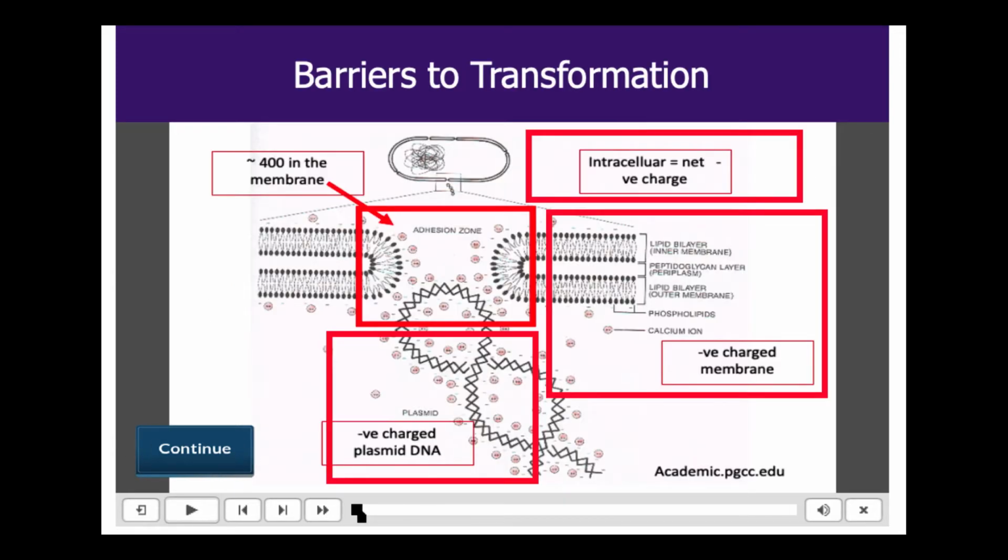Bacterial transformation, at its best, remains a very rare phenomenon. This is because there are a number of barriers working against the entrance of the plasmid into the bacteria itself. Roll your mouse over the red squares to see what some of these barriers to transformation are.